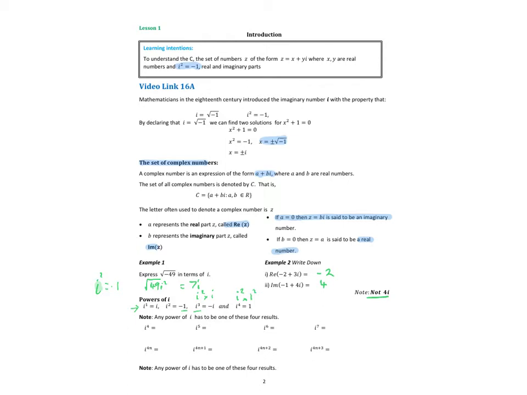So i to the 4, as I said, i squared by i squared, which is equal to +1. i to the 5, i to the 4 by i, which is just i. And in fact, obviously, you can start thinking it through. i to the 6 is i to the 4 times i squared. And we know that i to the 4 is 1 and i squared is -1. i to the 7, i to the 4 by i cubed, which is i squared i, which is -i.